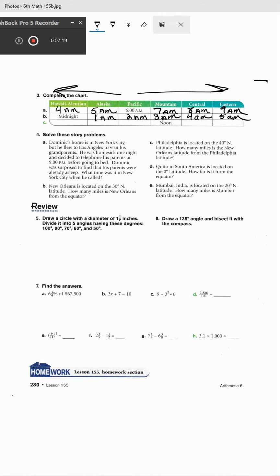If it's noon Mountain Time, it'll be 11 a.m. in California, 10 a.m. in Alaska, and 9 a.m. in Hawaii. And then it would be 1 p.m. in Chicago and 2 p.m. here.